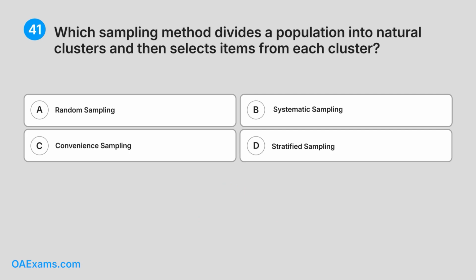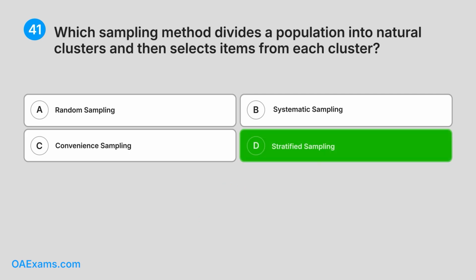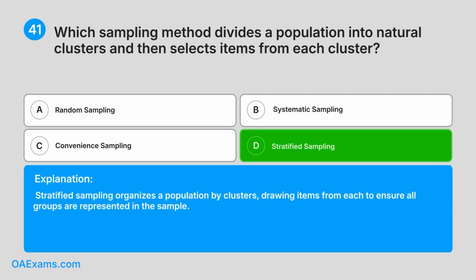Correct answer. D. Stratified sampling. Explanation. Stratified sampling organizes a population by clusters, drawing items from each to ensure all groups are represented in the sample.